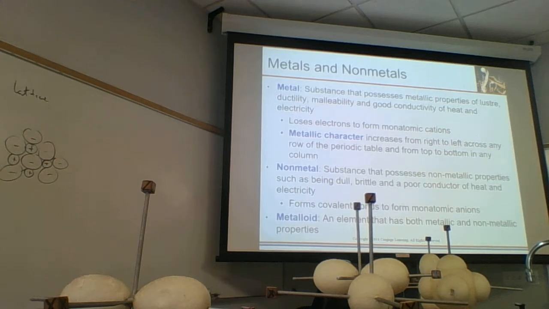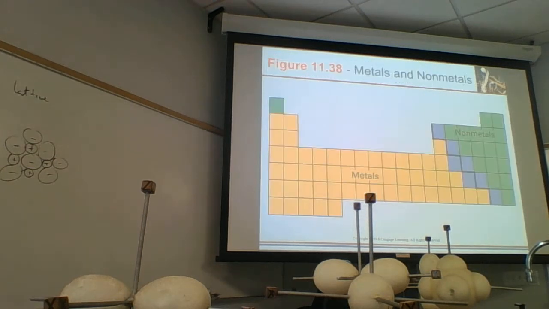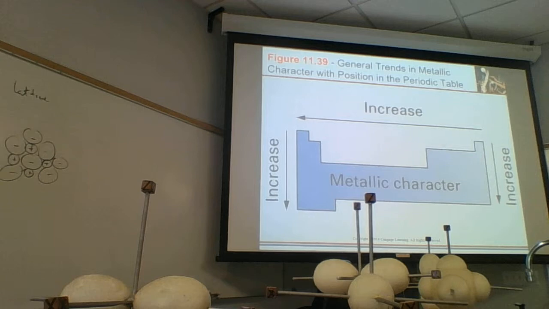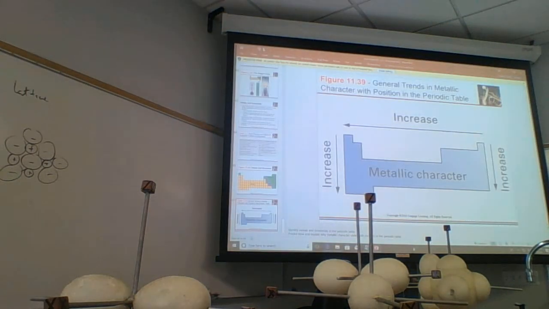We group things in terms of metals. Metals lose electrons, non-metals gain electrons. These tend to lose, these tend to gain. These can go either way, lose or gain, in the middle. Well, all these can lose and all these can gain. Depends on metallic character. We'll look at that later.